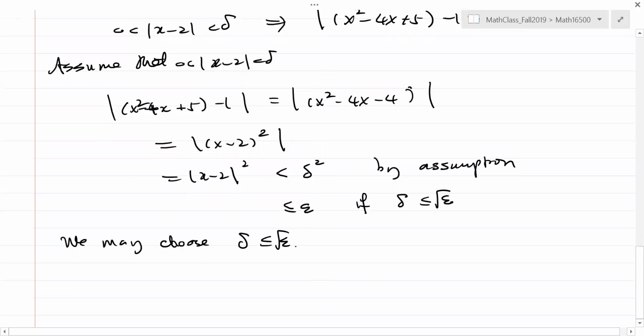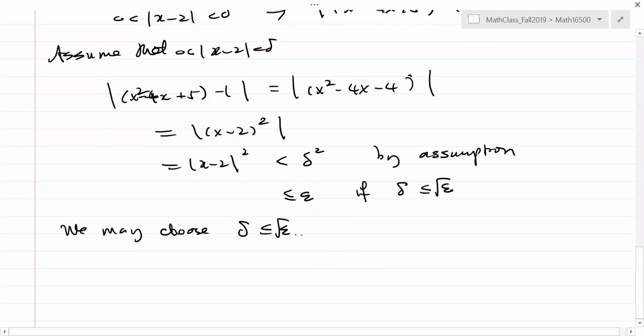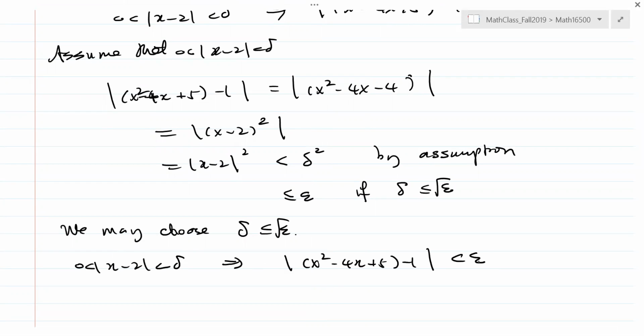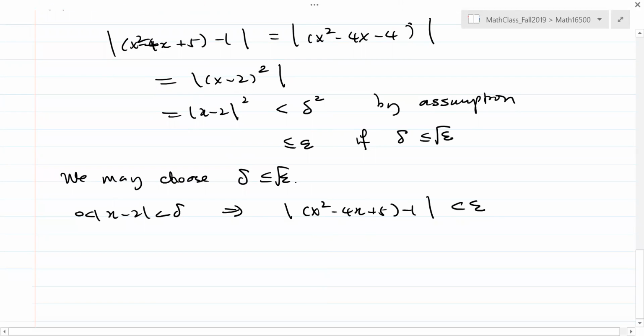Then what you see is that absolute value of x minus 2 less than delta implies x squared minus 4x plus 5 minus 1 is less than epsilon. So we find the delta and let's repeat the statement. What do we want? What we have proved. So that's all about the proof.